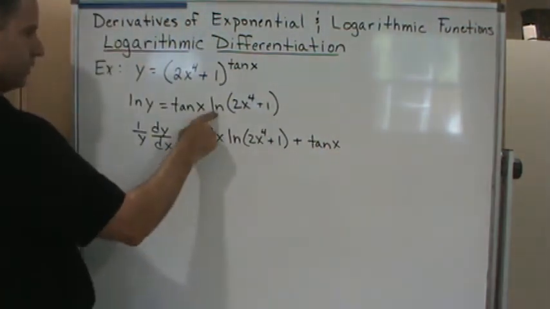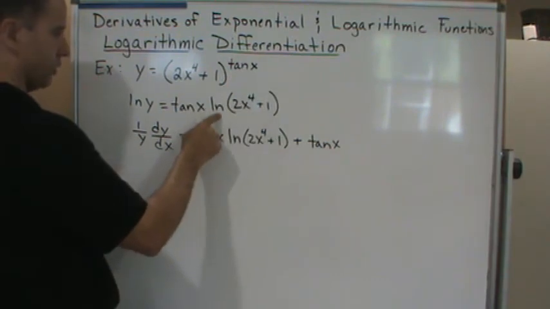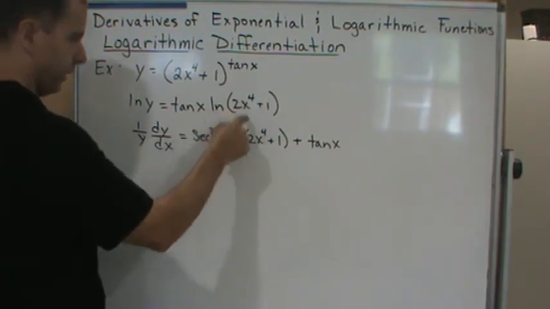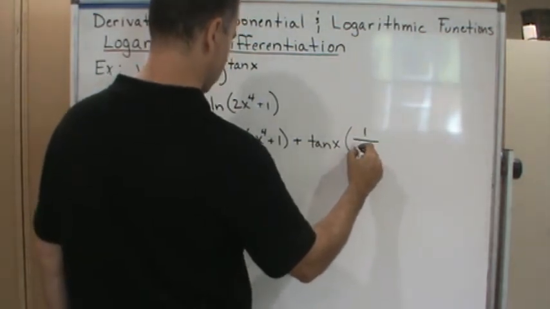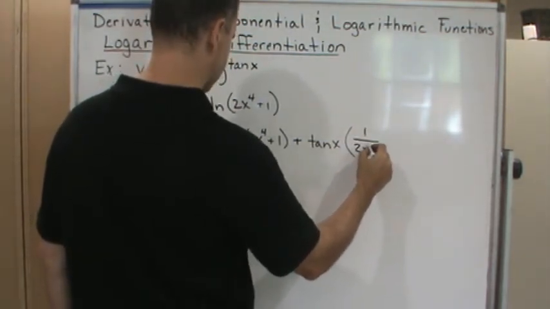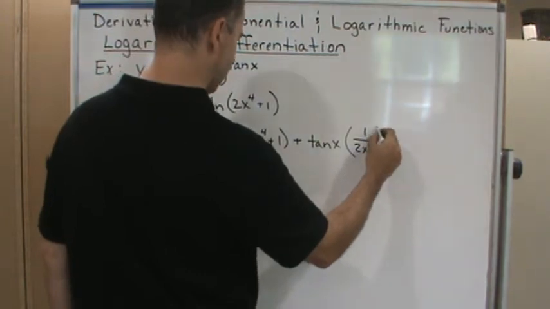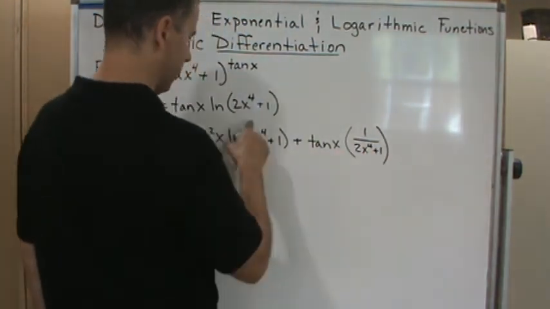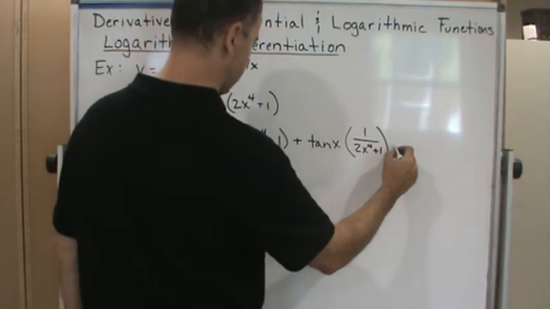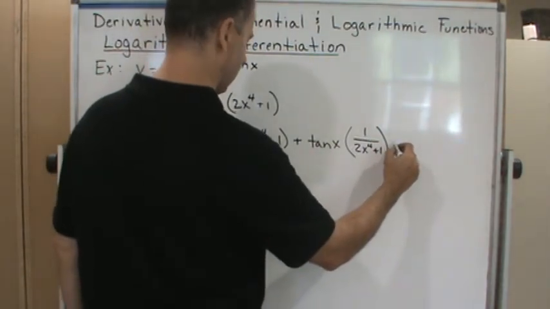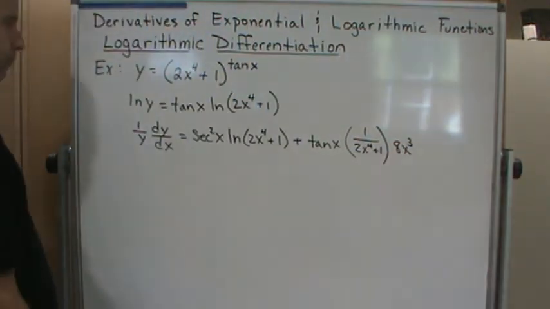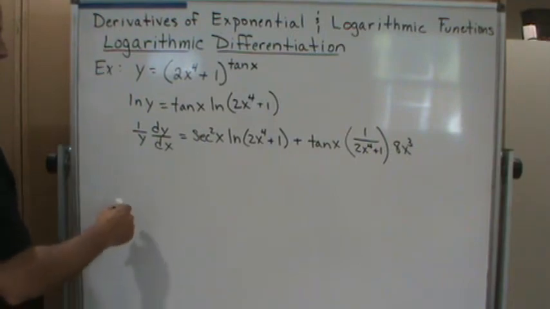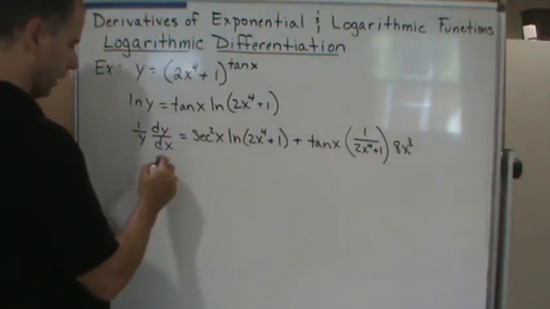And of course, what is this? It's a natural log, so it's going to be 1 over this. So it's going to be 1 over 2x to the fourth plus 1 times the derivative of the inside, which is going to be 8x to the third. Okay? And now I'm going to multiply everything by y.